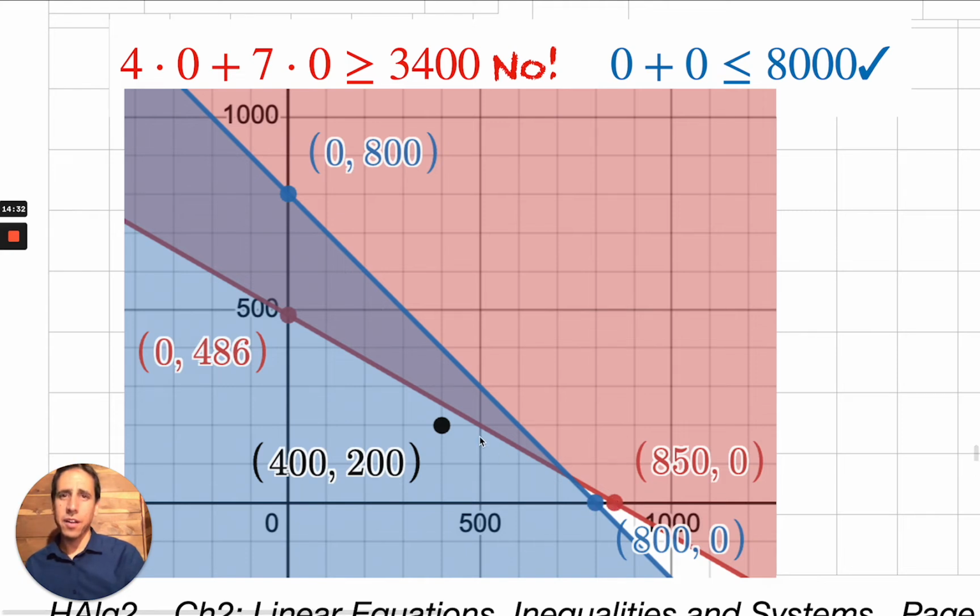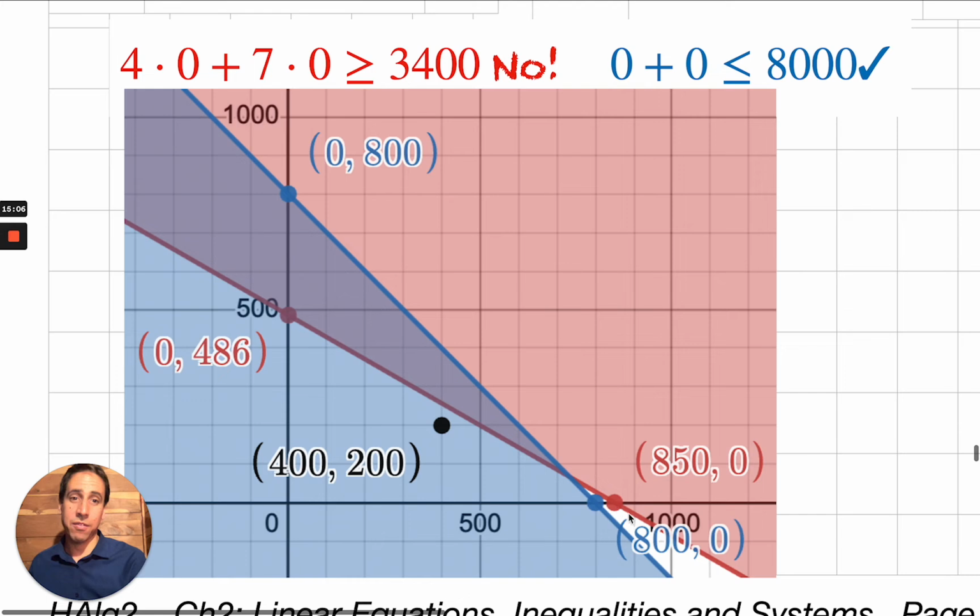And now we've got to figure out exactly which region we are going to shade twice. Well, (0, 0) is on neither of these lines, so it's a perfect candidate for shading. You don't have to choose (0, 0), but I like it because it makes the calculations way simpler. So you plug (0, 0) in, and you get 0 is greater than or equal to 3,400 in the red inequality. No, it's not. Don't shade (0, 0) in red. Shade the other half of the line.